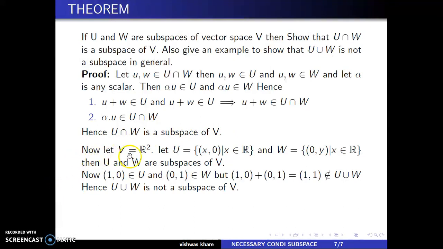Now for second part, let V equal R square. Let U equal all elements of the type (x, 0), where x belongs to R, and W is a set of all the elements of the type (0, y), where y belongs to R. Then U and W are subspaces of V. Now (1, 0) belongs to U and (0, 1) belongs to W, but (1, 0) plus (0, 1) is equal to (1, 1), which does not belong to U union W. Hence, U union W is not a subspace of V.